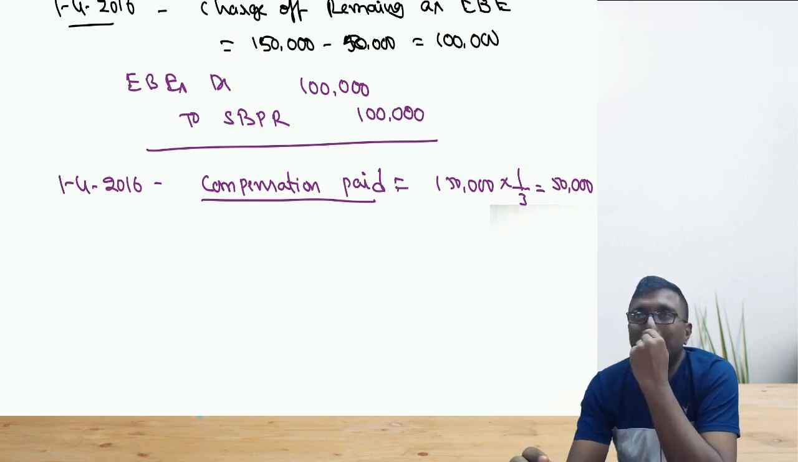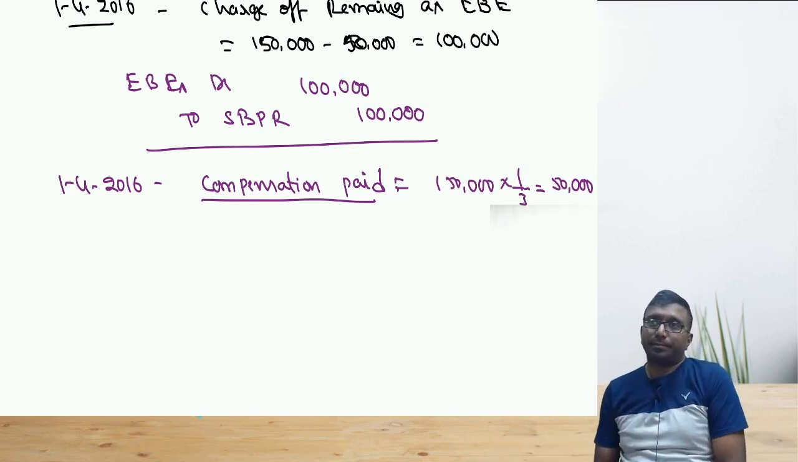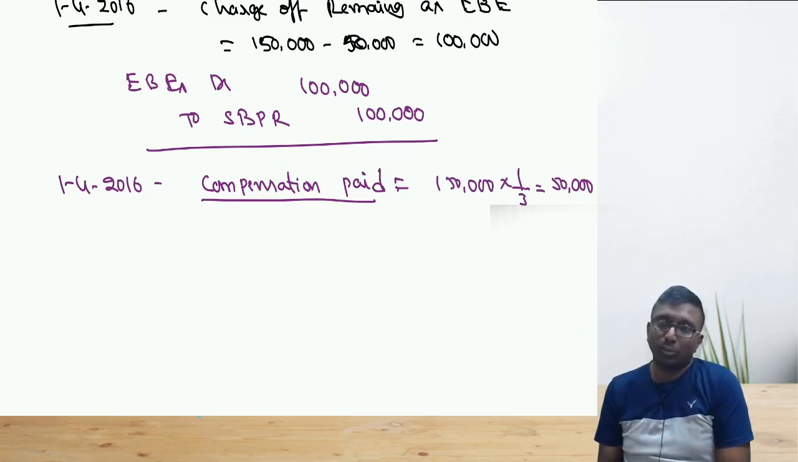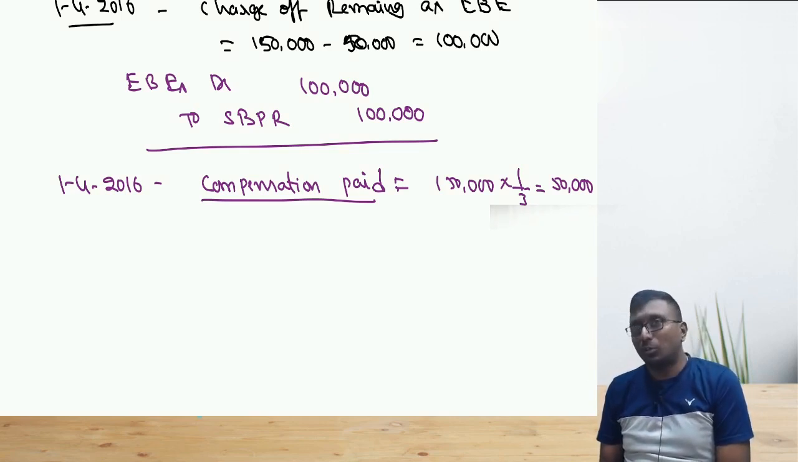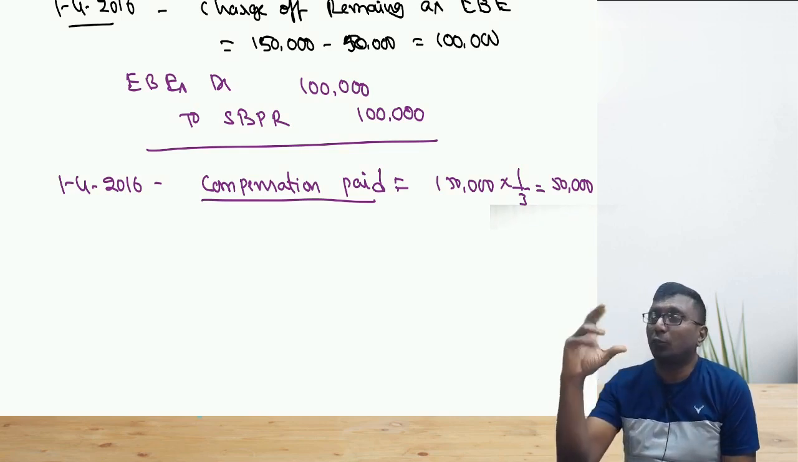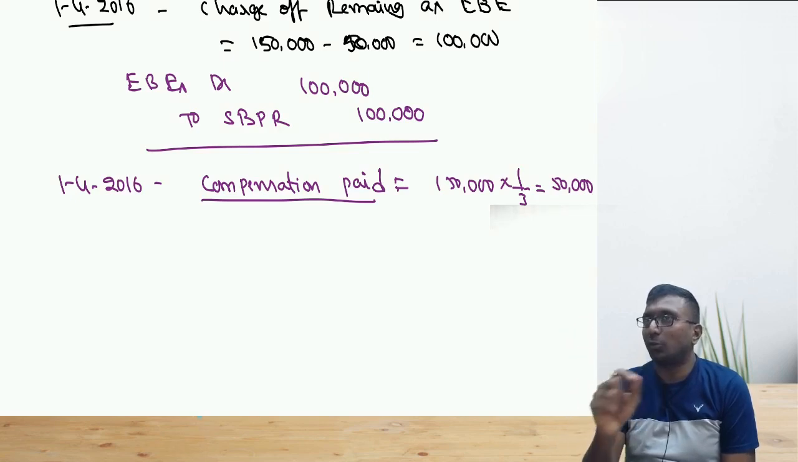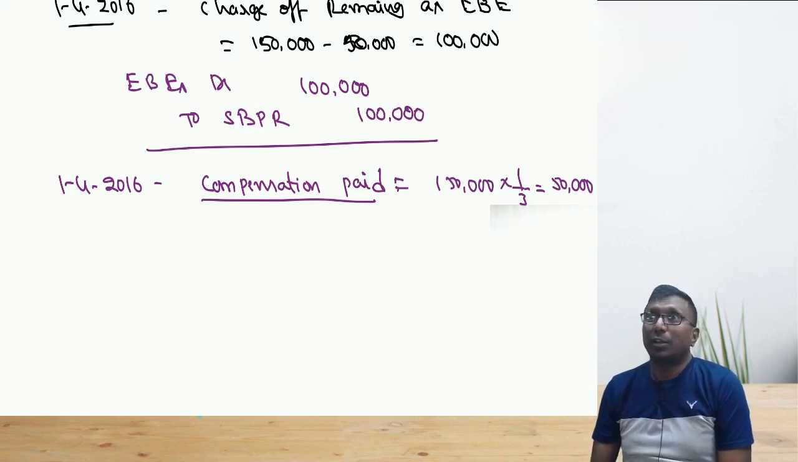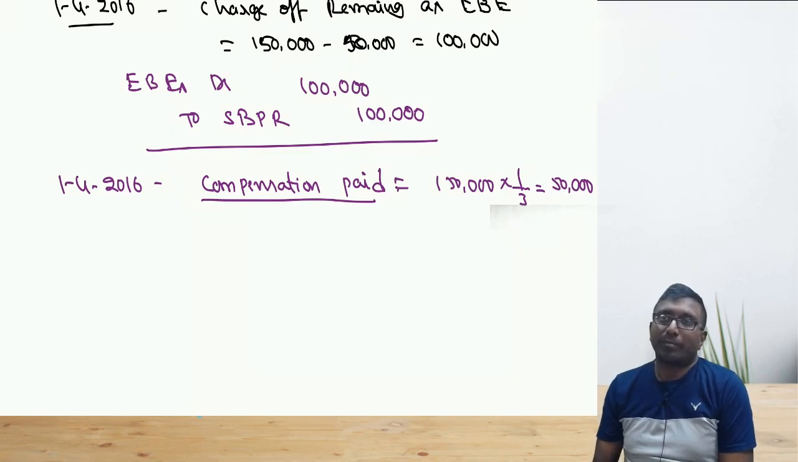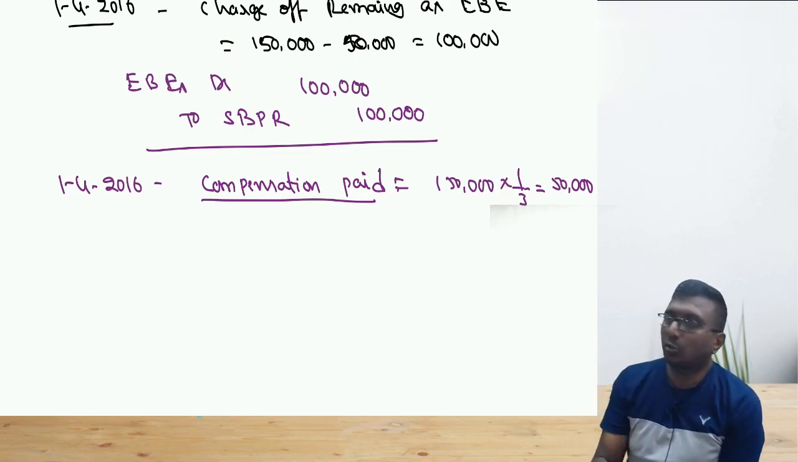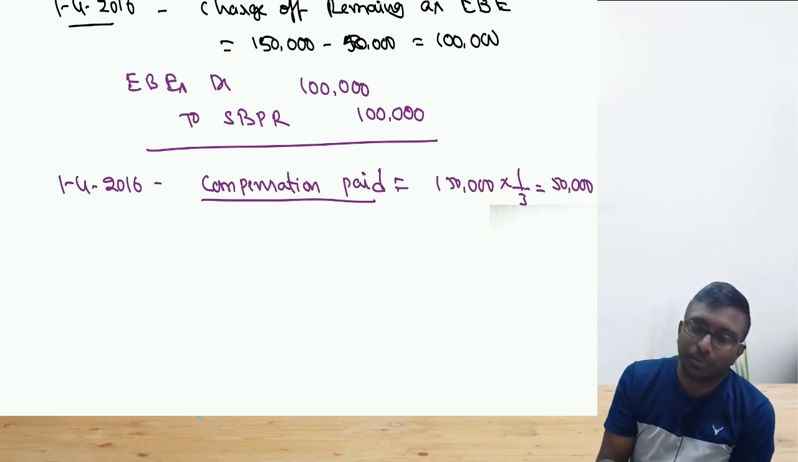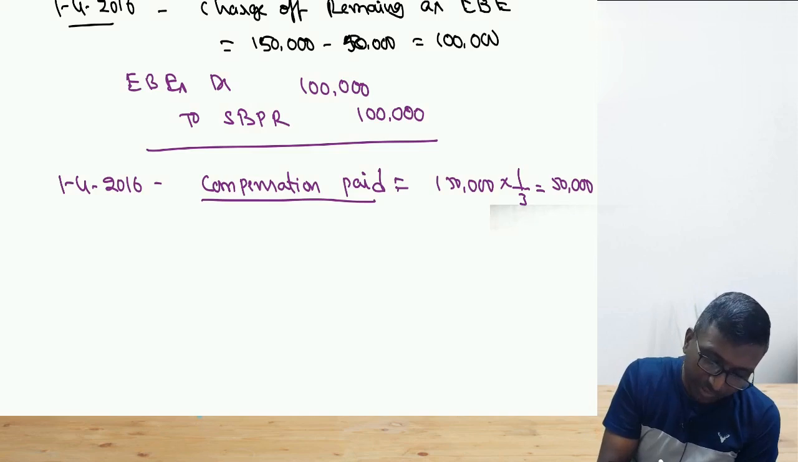Then where are you treating the buyback? What is the journal entry I wrote sometime before? SBPR account debit, security premium account debit to the extent of fair value. Security premium, if required, use it. If you don't require, don't use it. That's not mandatory. What is the fair value here? 12,000. But you are paying 50,000, so 38,000 should be charged to P&L as employee benefit expense. Correct?